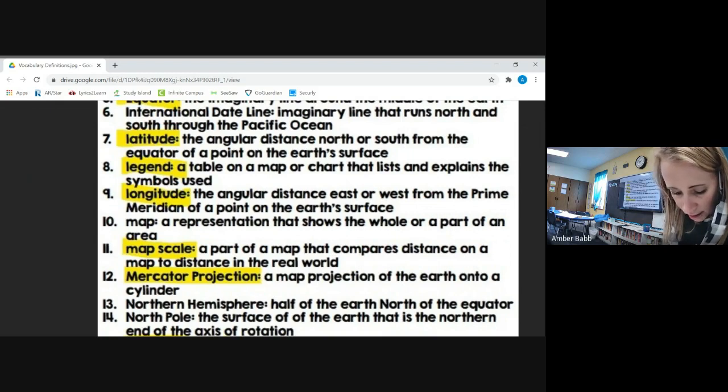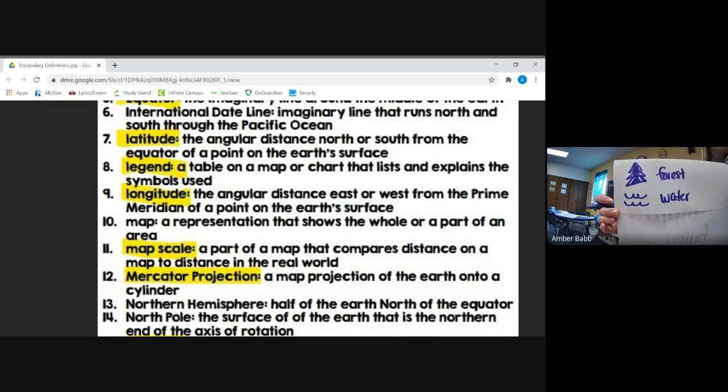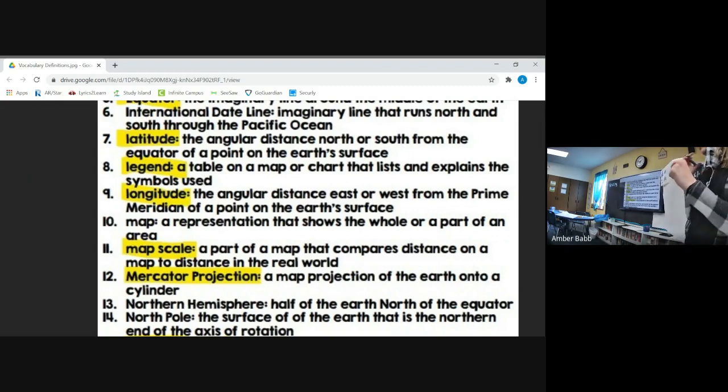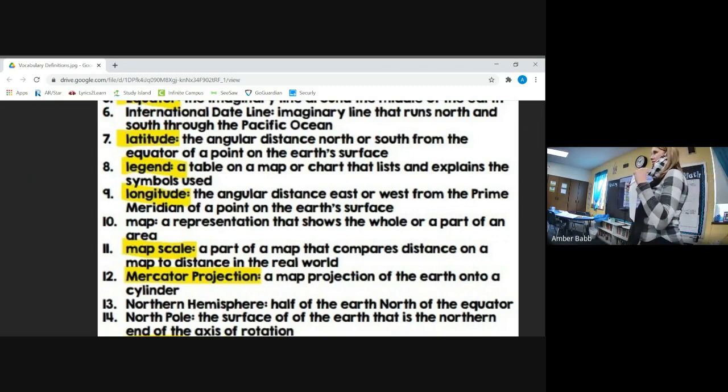So a legend might be something like this. Shows trees, shows water, something like that, right? You guys know about legends. This isn't new information. Go ahead and write it down though. It's a table that explains the symbols.